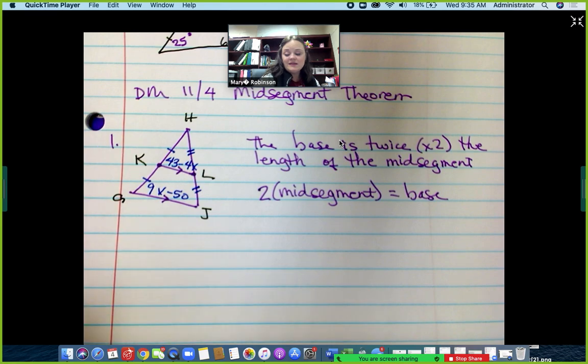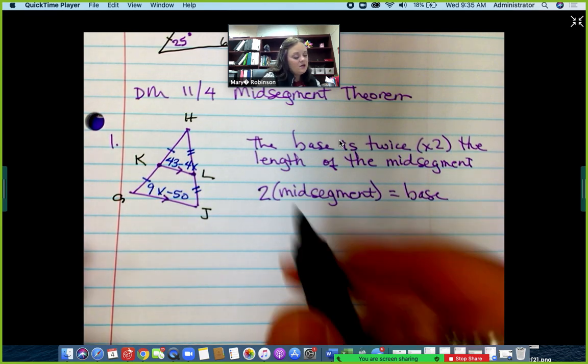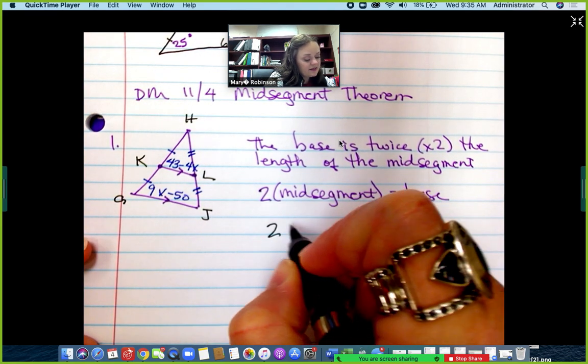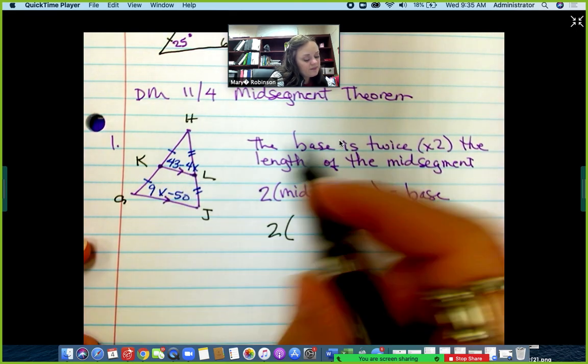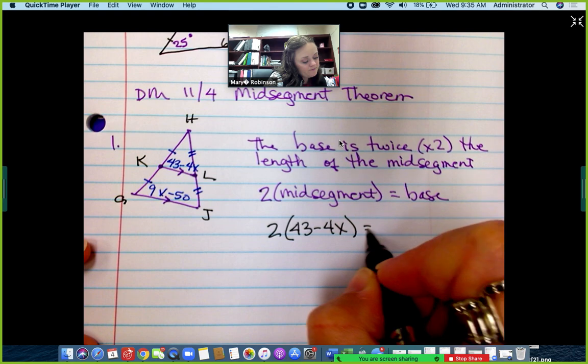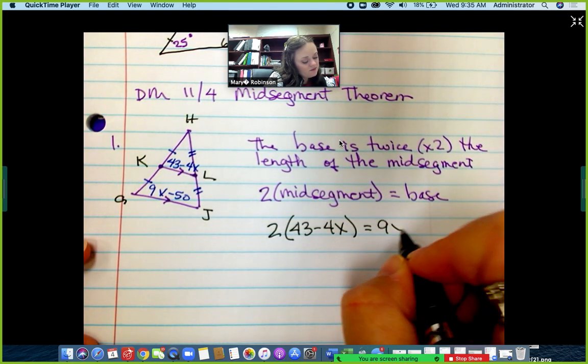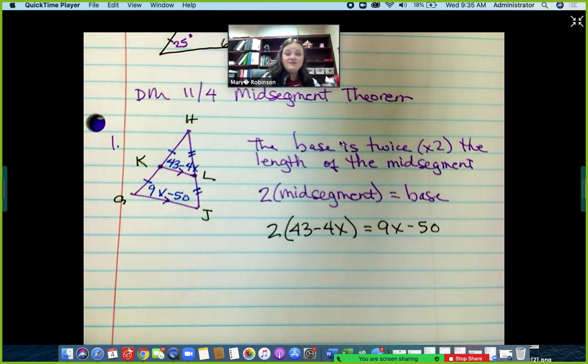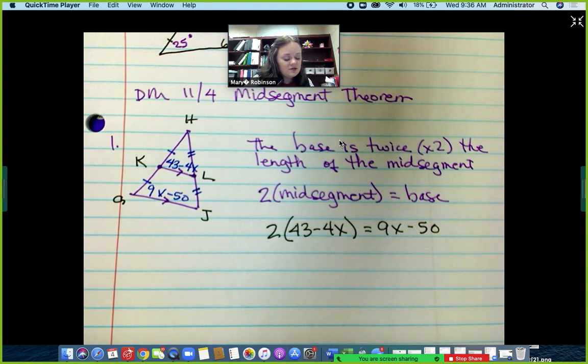So when we set this up to solve, we're literally going to plug it in like that. 2 times our midsegment, which is 43 minus 4x, equals our base, which is 9x minus 50. And then we're going to solve this equation. And if it seems hard, recognize that y'all are in high school and towards the end of your Math 2 class, and we need to be able to solve equations really well.